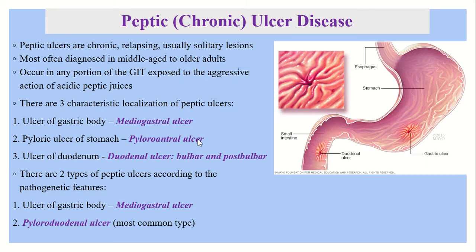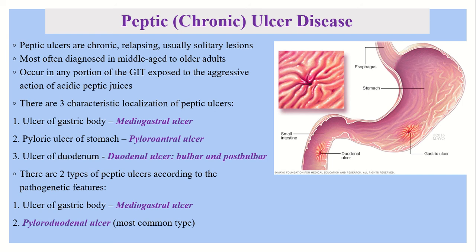The peptic or chronic ulcer disease consists of relapsing, usually solitary lesions, most often diagnosed in middle-aged to older adults. They can occur in any portion of the gastrointestinal tract, but mainly they are located in the body of the stomach. And there are three characteristic localizations of peptic ulcers: as we said, the ulcer of the gastric body, mediogastral ulcer, the pyloric ulcer of the stomach, and the duodenal ulcer, which is also divided into bulbar and postbulbar.